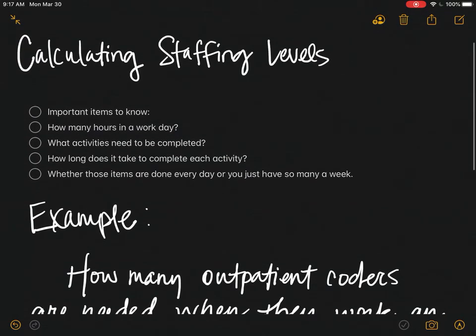All right, so some of the important things that you have to know when you want to calculate staffing levels. First of all, how many hours are in a workday? Are you going to go by 7.5 hours because they have a 30-minute lunch? Are you going to go by 8 hours? What if they work 10 hours a day? Are you going to go by 9.5 hours, 10 hours? So you have to know that.